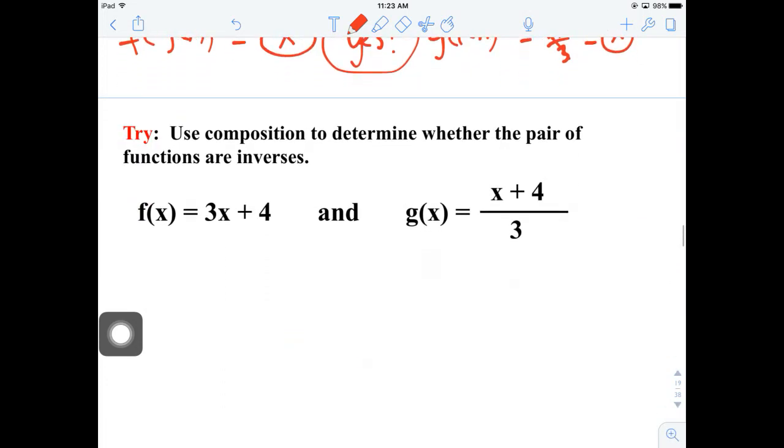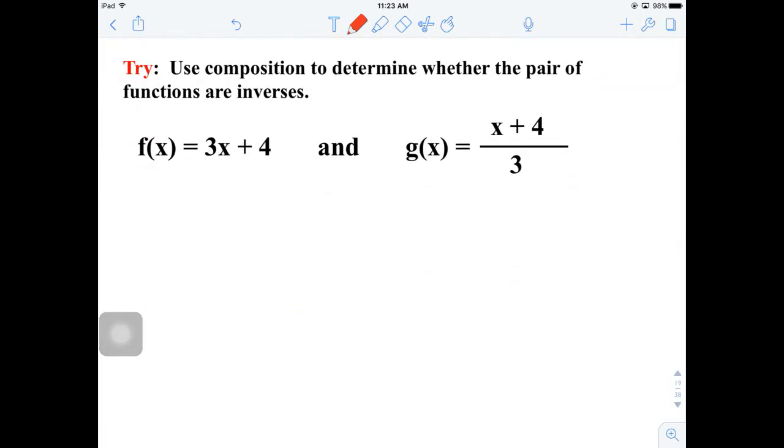So next we are given these two right here. And again, you're asked to verify whether the functions are inverses of each other. So you can go ahead and pause the video and try the problem before you actually check. Hopefully you've had a chance to try it.